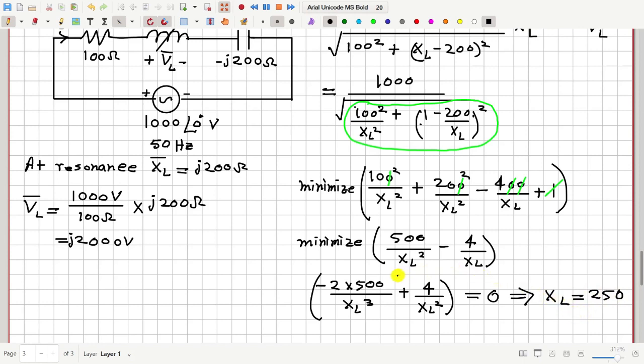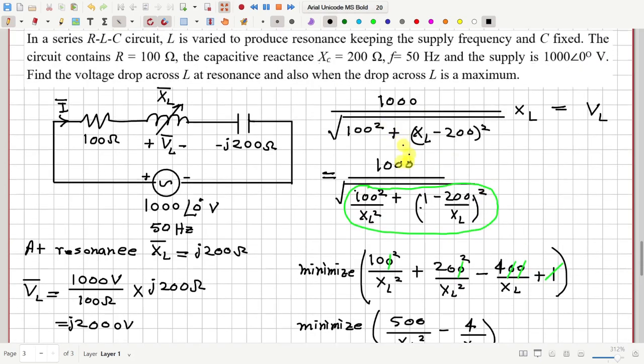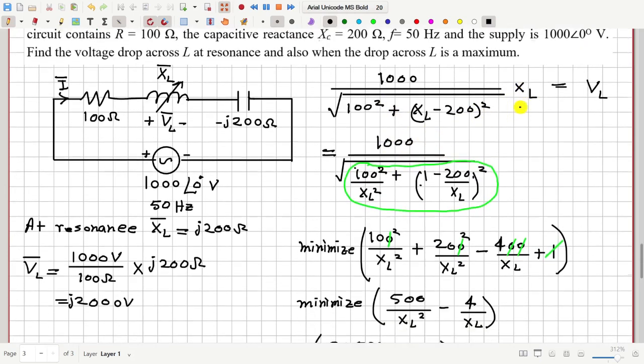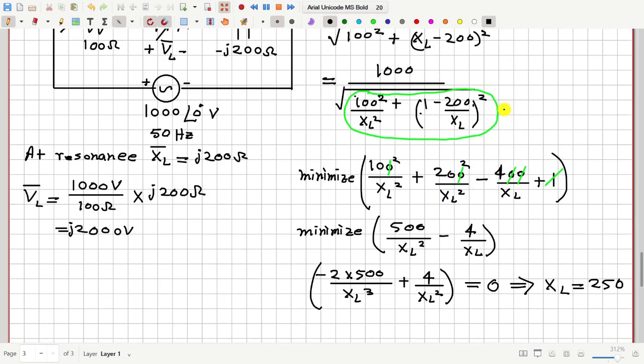Now I leave it as an exercise for you to calculate the second derivative of this quantity at XL equal to 250 and check that at this point the second derivative is positive, ensuring that for XL equal to 250 this quantity is minimum. That means this quantity is minimum, so this voltage will be maximum at XL equal to 250. So then from here, what can we conclude?